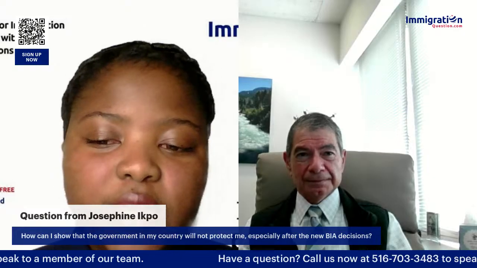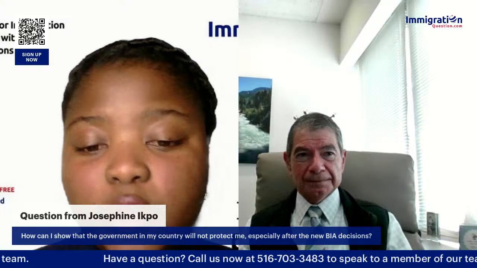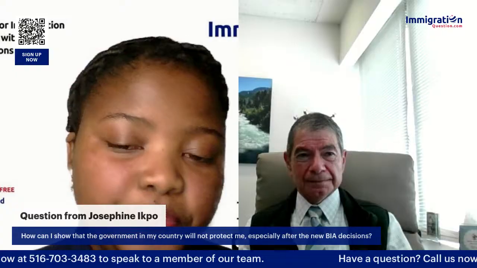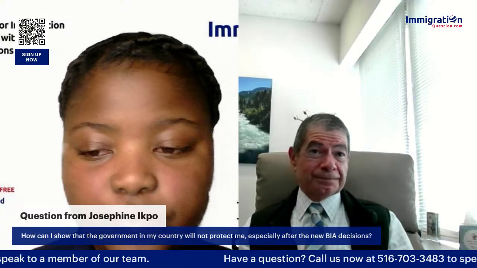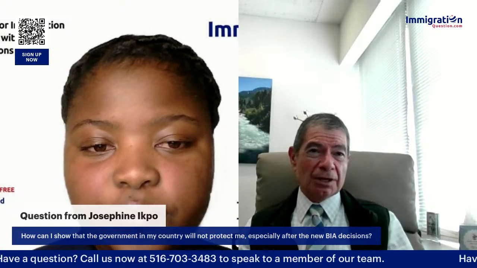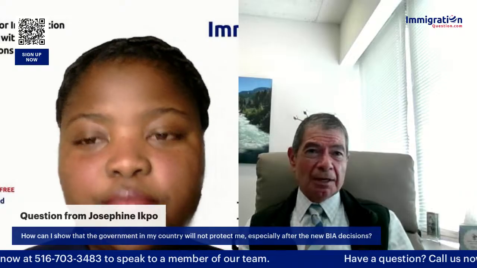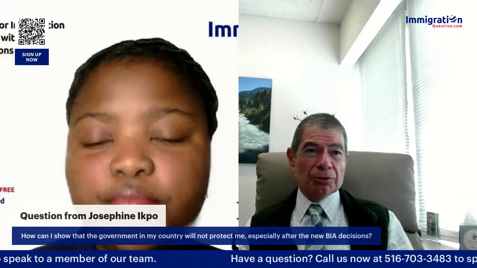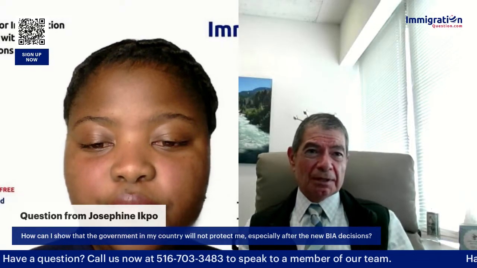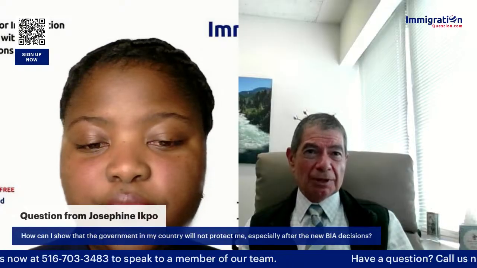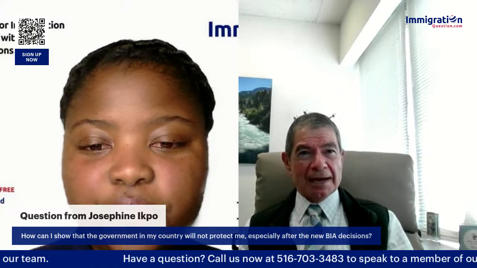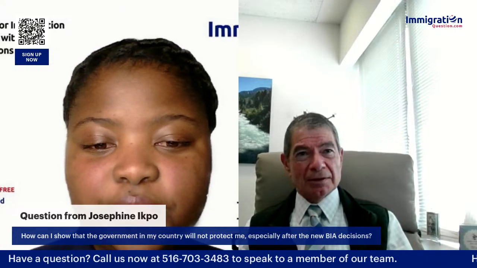How can I show that the government in my country will not protect me, especially after the new BIA decisions? Well, witnesses, other people from your country, magazine articles, country reports, maybe the State Department has it, maybe human rights reports, international UN reports. You've got to dig up something to show that there was government inaction or corruption, or action in favor of some other parties or against you, basically.